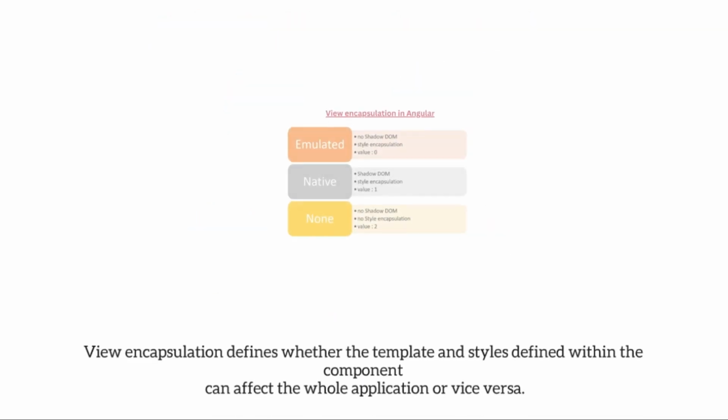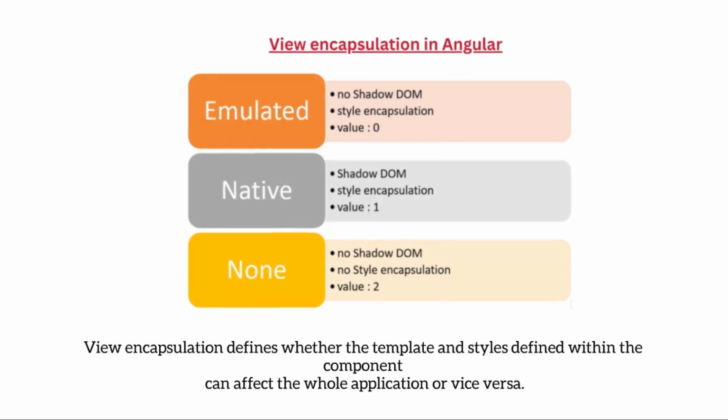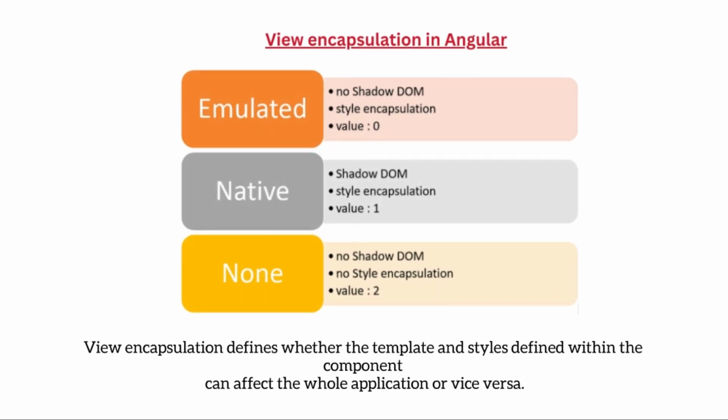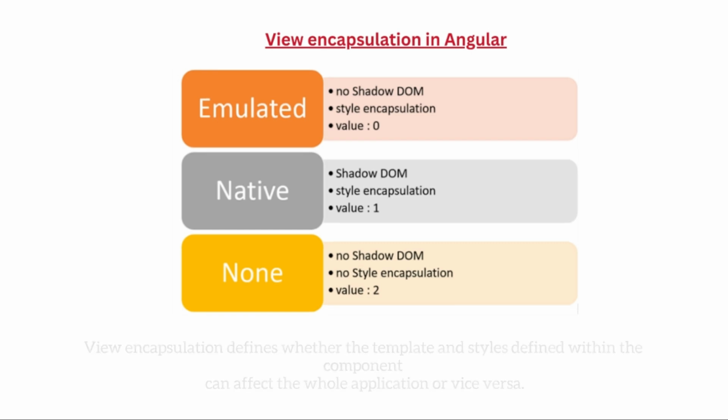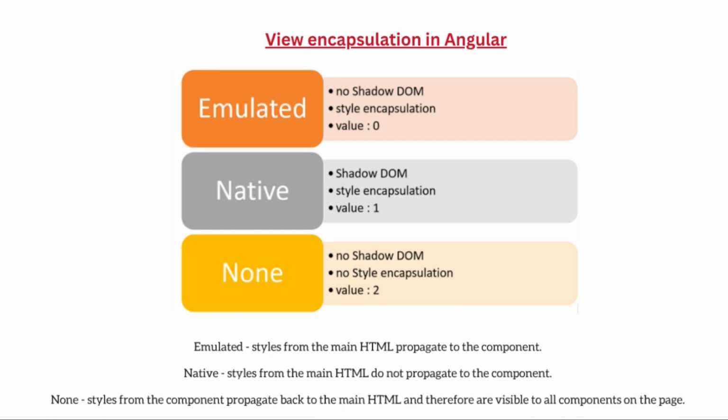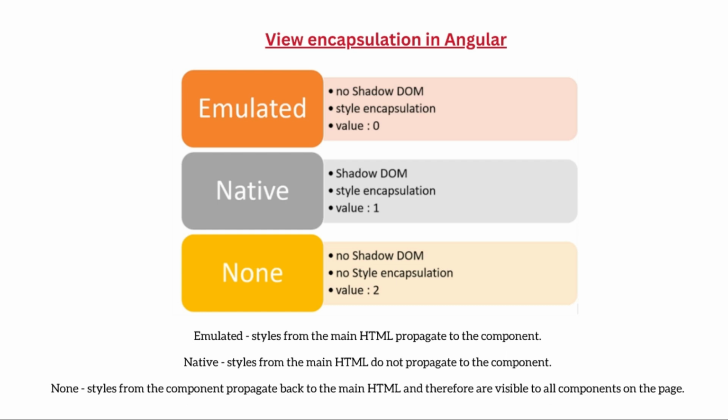View encapsulation defines whether the template and styles defined within the component can affect the whole application or vice versa. Angular provides 3 encapsulation strategies. Emulated means styles from the main HTML propagate to the component. Native means styles from the main HTML do not propagate to the component. None means styles from the component propagate back to the main HTML and therefore are visible to all components on the page.